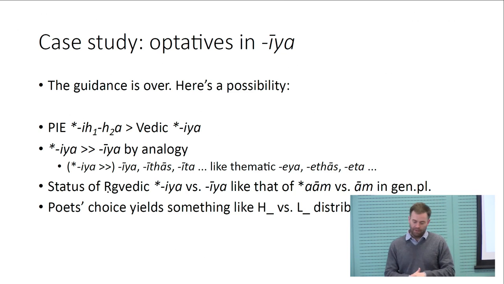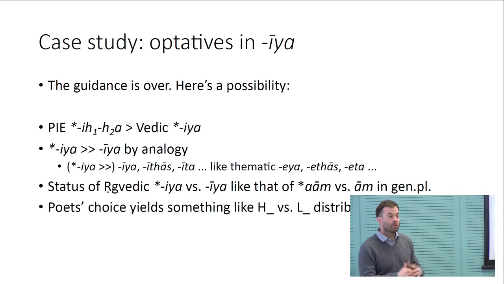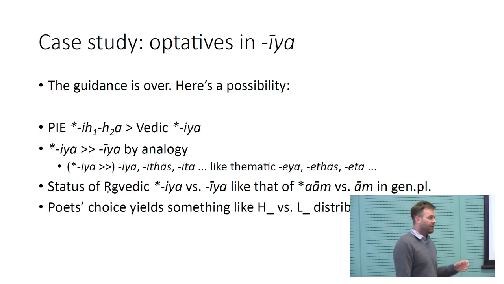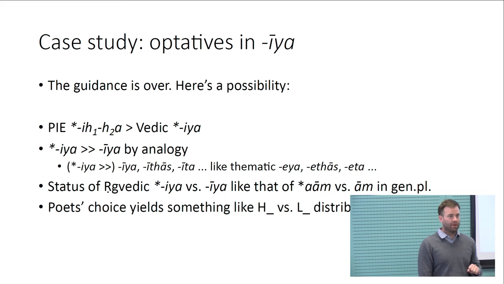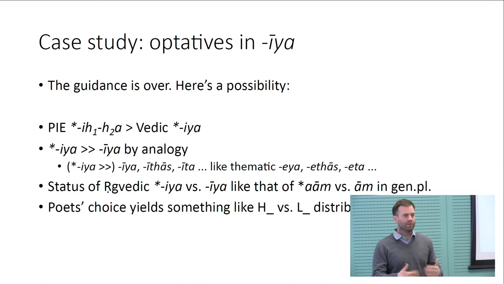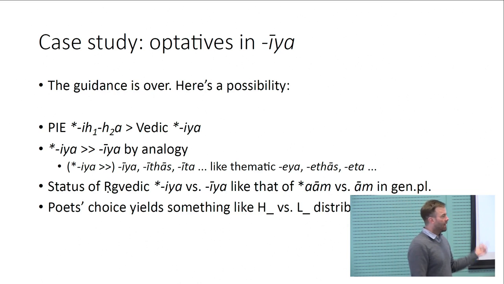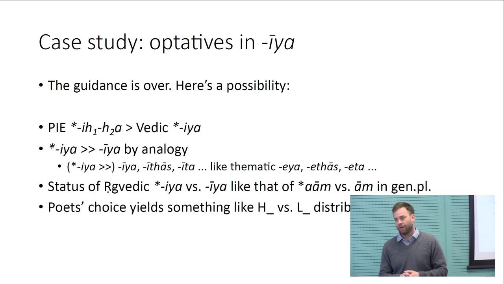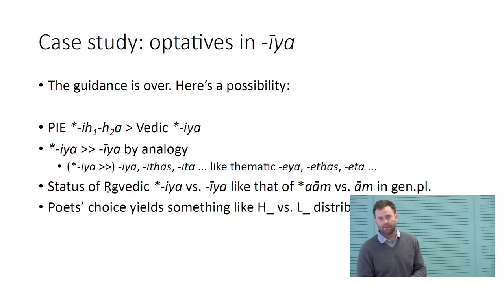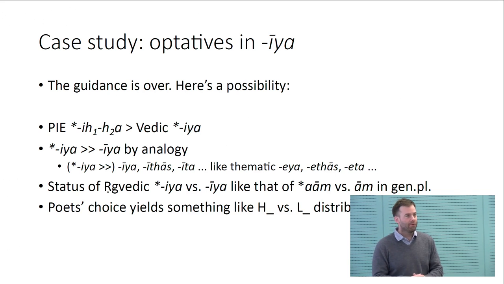And then what we would have is another sort of poet's choice situation, where you have an older iya that's still around that the poets opt to use, especially after heavy syllables, because they're composing in weight alternating meter. And then you also have the younger form that we know from classical Sanskrit as iya. So, thank you for your attention.